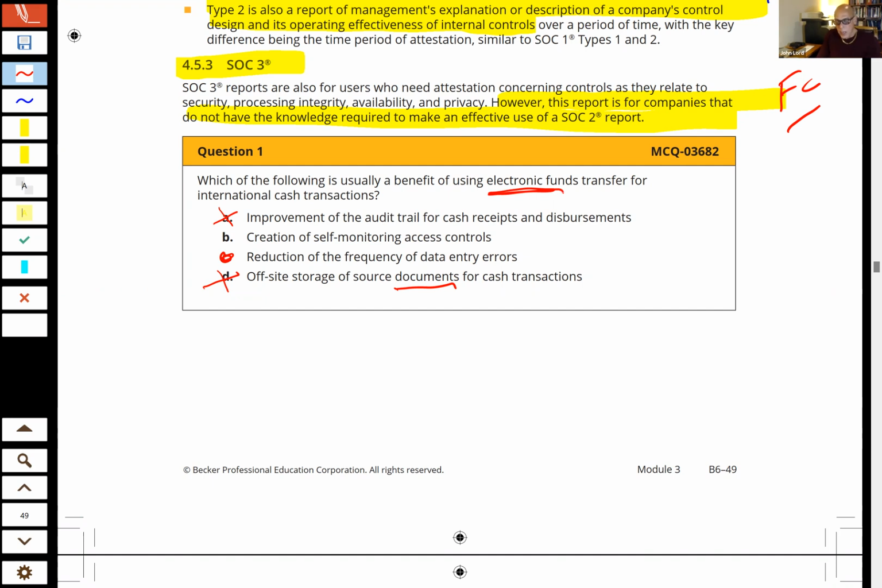So you could eliminate A and D here just with the notion that we're talking about electronic. And then, creation of self-monitoring access controls. I don't think anybody picked that, and I don't even know what that means. C, reduction of frequency of data entry errors.